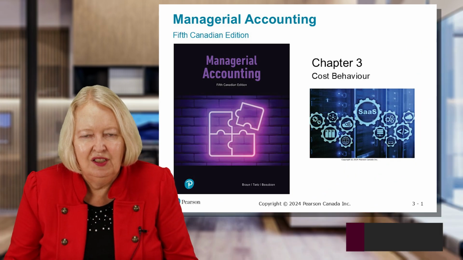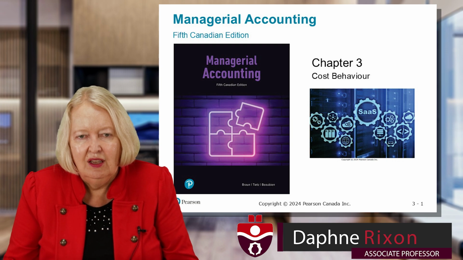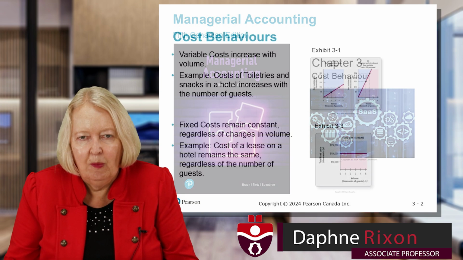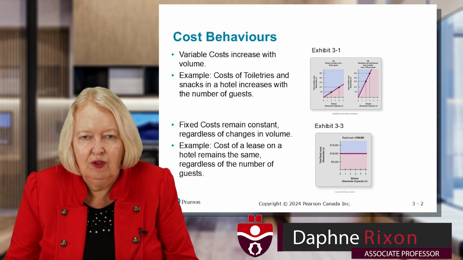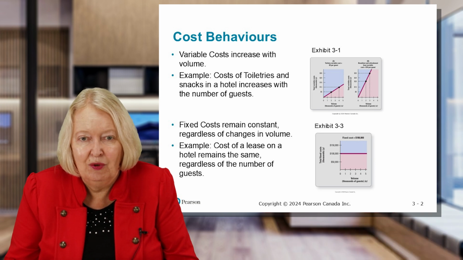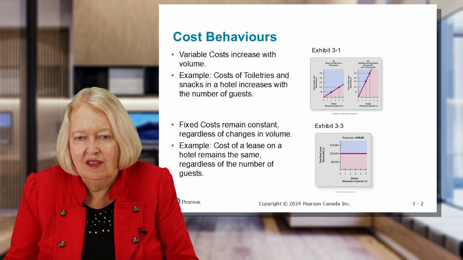So we're going to continue on from chapter 2. We were talking about fixed and variable cost. So in this example here, variable costs increase with volume. So if you're a hotel and you provide some toiletries and snacks like cookies in the room, obviously the more hotel guests you have, the more of that stuff you're going to use. Whereas fixed costs remain constant regardless of changes in volume.